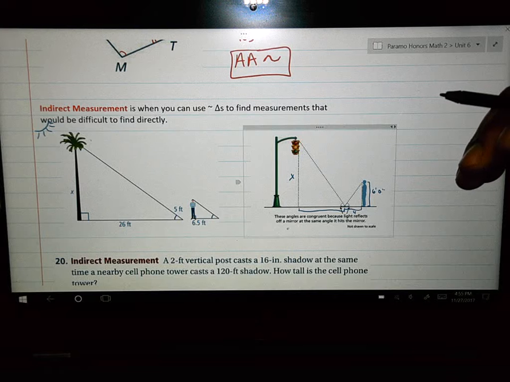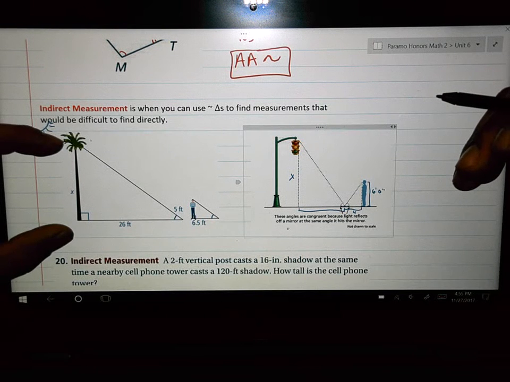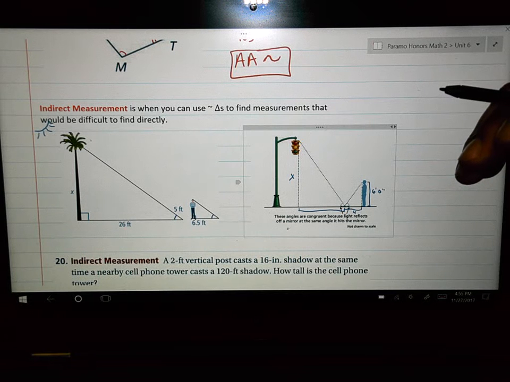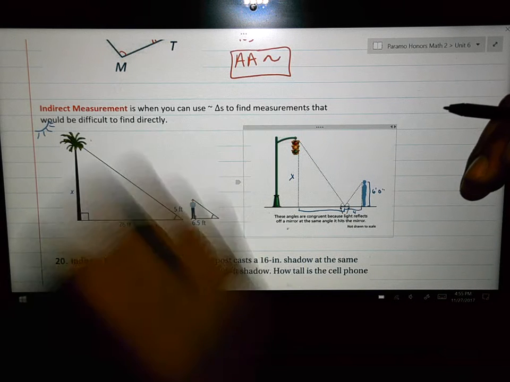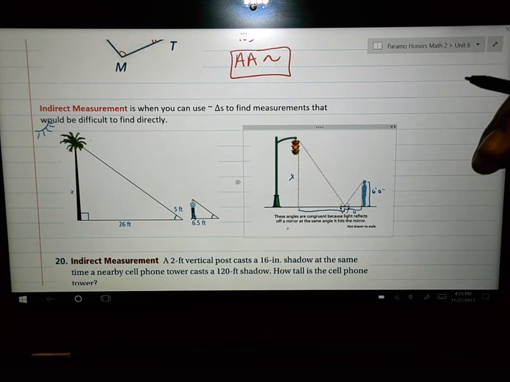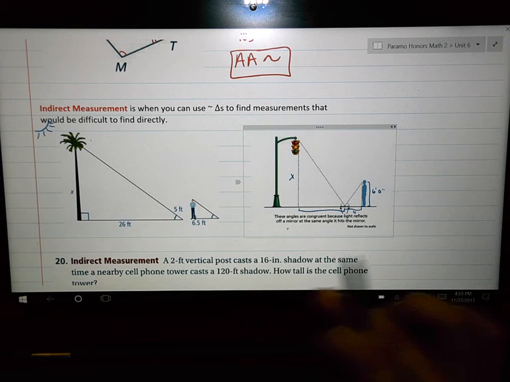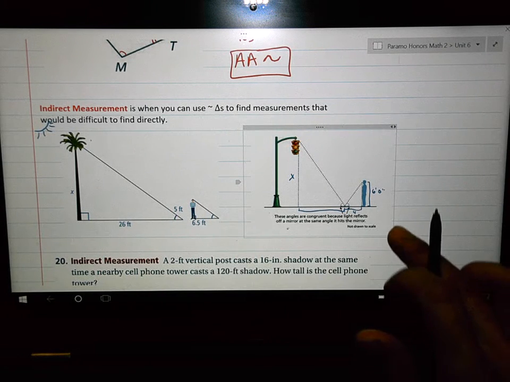Well, guess what? In real life, you need to figure out how tall you're going to go put something in that tree. I don't know what you're going to put in that tree. Maybe you want to decorate it for Christmas. You got to figure out how tall of a ladder you need. I don't know. You might need to figure out how to go underneath the bridge, and you're like, how tall is the bridge, or something along those lines. You could figure these things out using similar triangles.